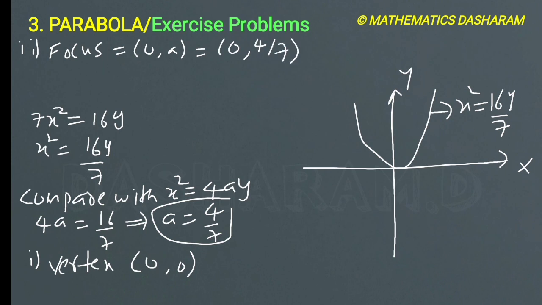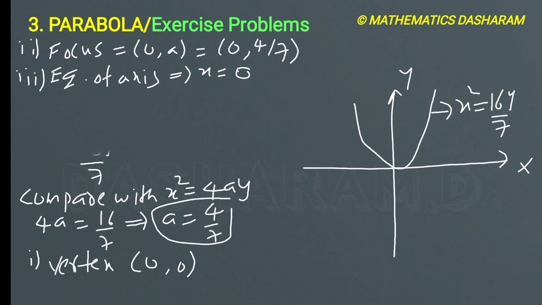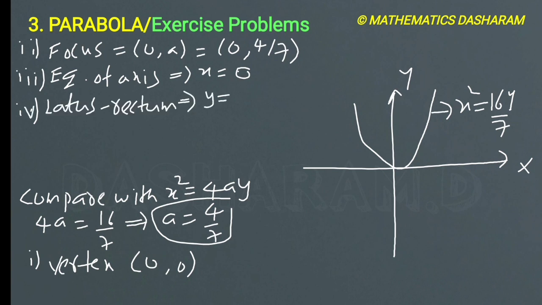Next, the third one is the equation of the axis. So that is x equals to 0, because the y-axis is the axis here. Next, the fourth one is the equation of the latus rectum. So that is y equals to a, so y equals to a value 4 by 7. It implies 7y minus 4 equals to 0.